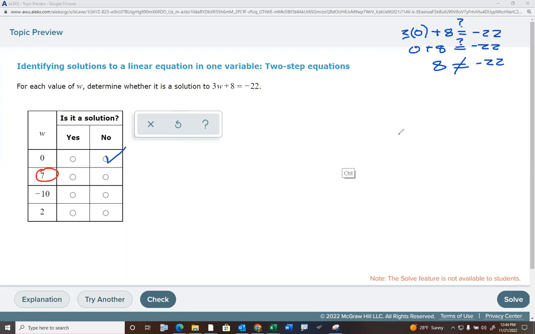How about 7? All right. So we'll plug in 7. See if that works for the variable. Yeah, negative 22. All right. 3 times 7 is 21. And 21 plus 8 is 29, which is definitely not the same thing as negative 22. So, you're gone. Okay, next one. Let's try negative 10.